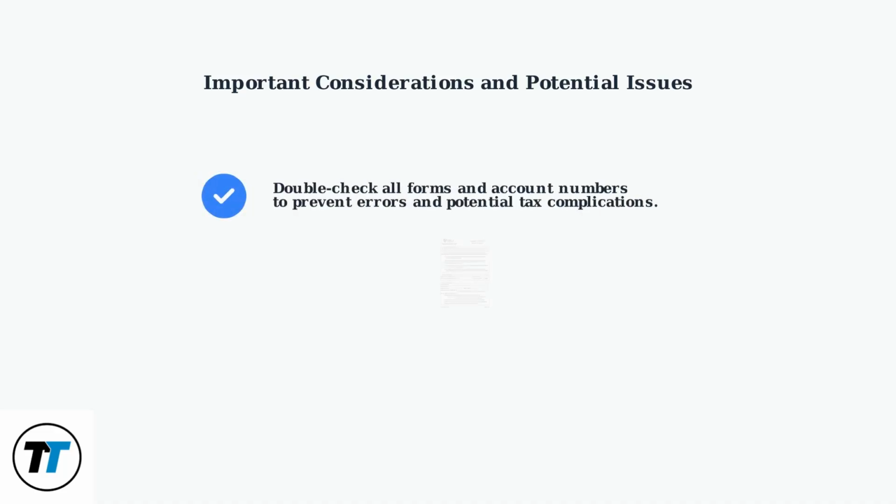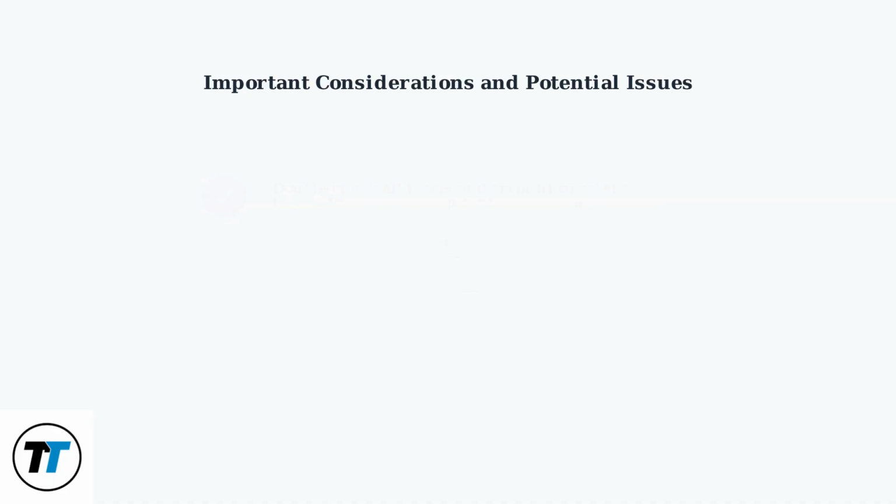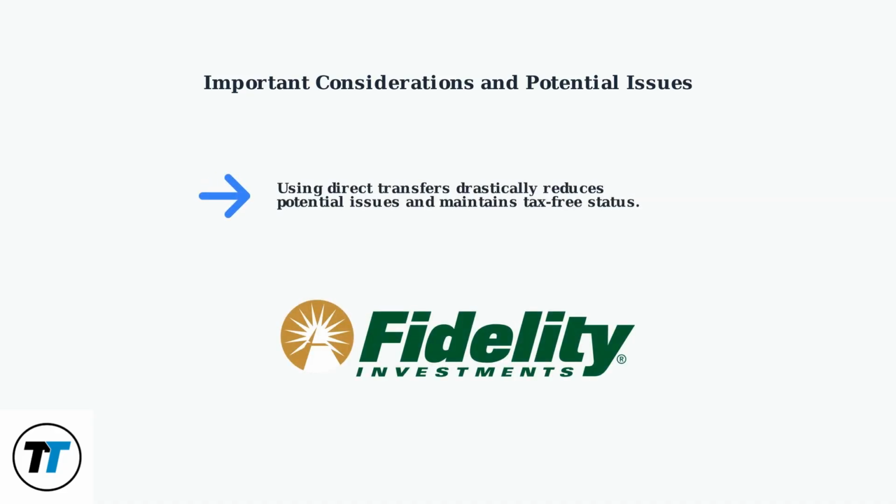Third, always double-check all forms and account numbers before submitting. Errors in documentation can lead to transfer delays or even potential tax complications from the IRS. Finally, using direct trustee-to-trustee transfers drastically reduces potential issues and ensures your Roth IRA maintains its tax-free status. This method avoids the risks associated with indirect transfers.